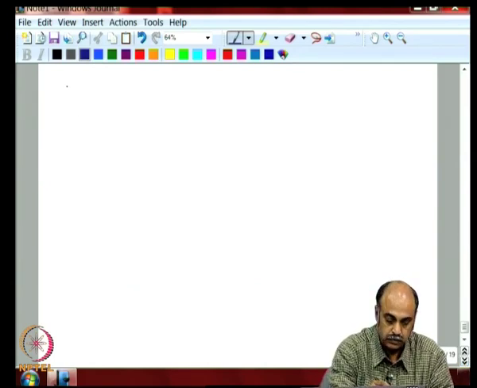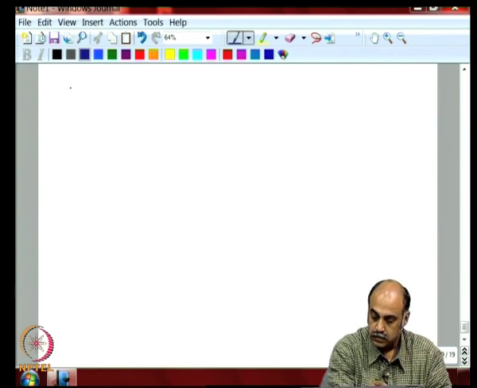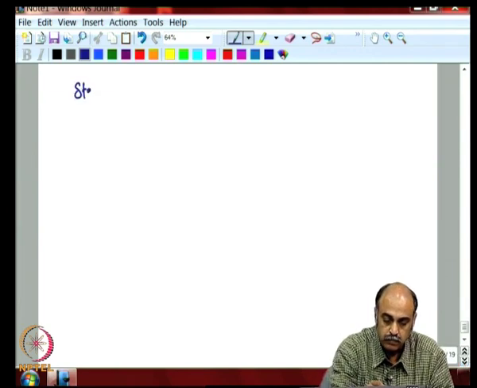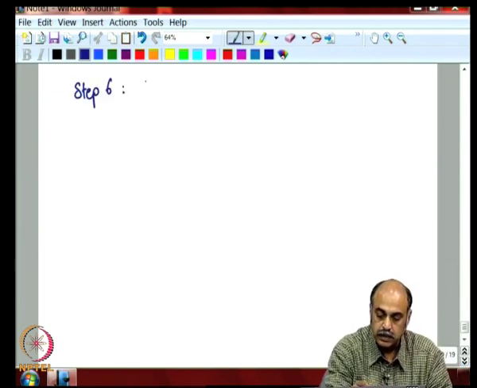Step 6, I suppose. What was the step number? Step 5, step 6. Step 6, the inductor design.